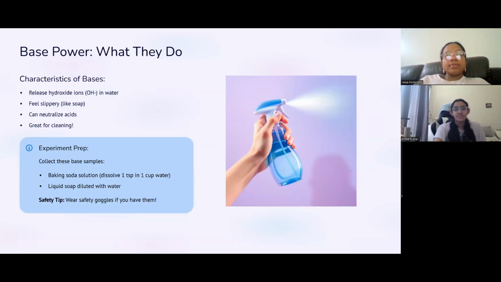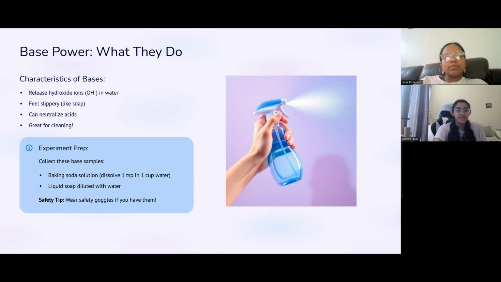Now let's talk about the base power. What bases do. There are certain characteristics of bases. They release hydroxide ions, which are OH minus, in water. They feel slippery, like Lasya said earlier, for example, soap, and they can neutralize acids. Also, they're really good for cleaning, because you might have noticed ammonia, like we mentioned, can be used for cleaning, and then soap, you use it in your everyday life.